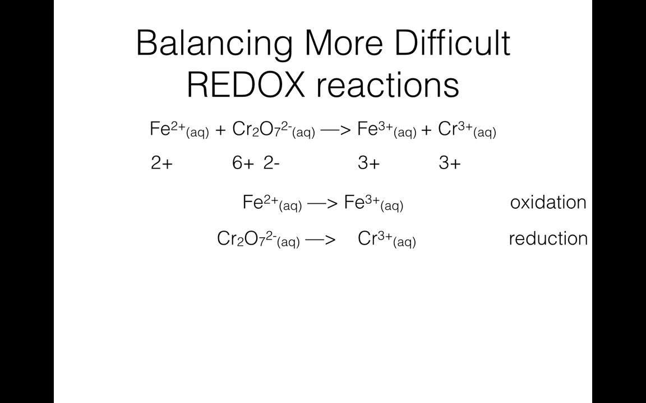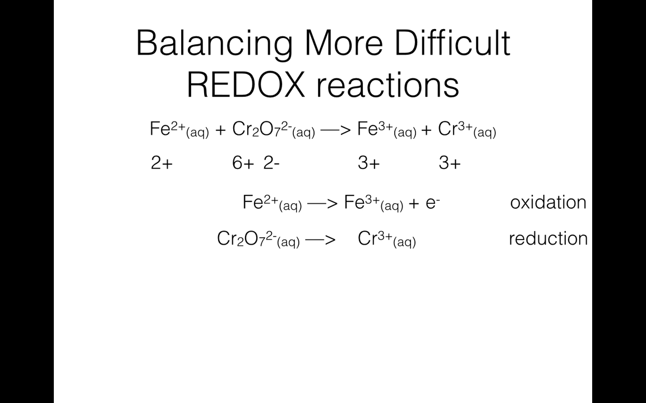So now what we're going to do is balance out our half reactions individually. The oxidation half reaction is quite simple because, again, there's only one iron atom on both sides. And then all we have to do is balance the charges. So we have a 2 plus charge on one side, a 3 plus charge on the other. So by adding 1 electron to the product side, we now have a 2 plus charge on both sides.